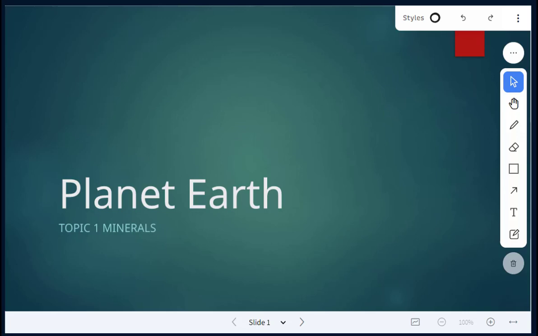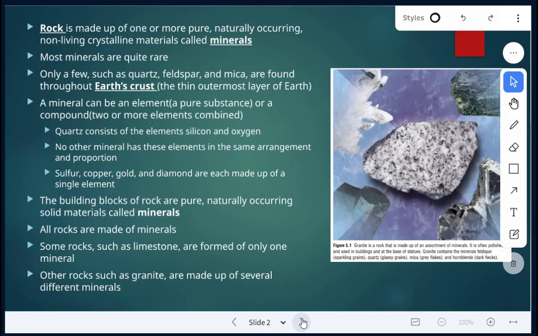All right, so our new unit is called Planet Earth, and our first topic is on minerals. Here we're looking at granite, which is a rock. It's made up of an assortment of minerals.